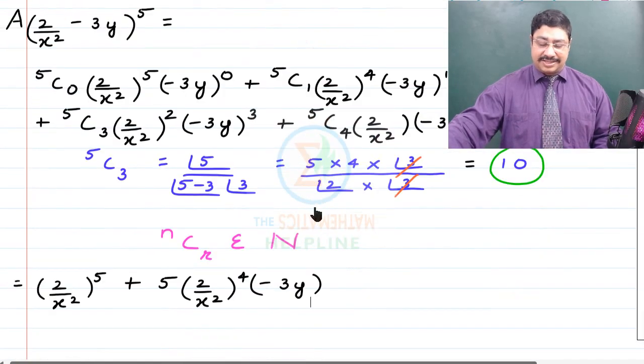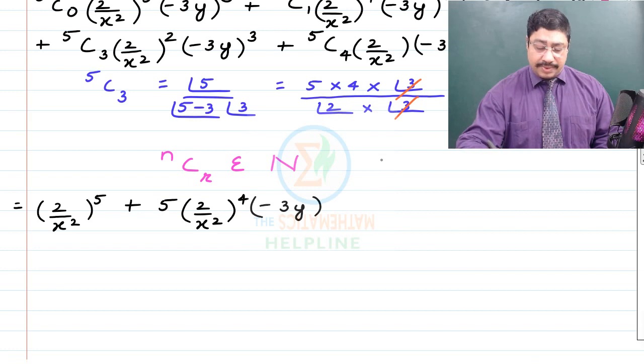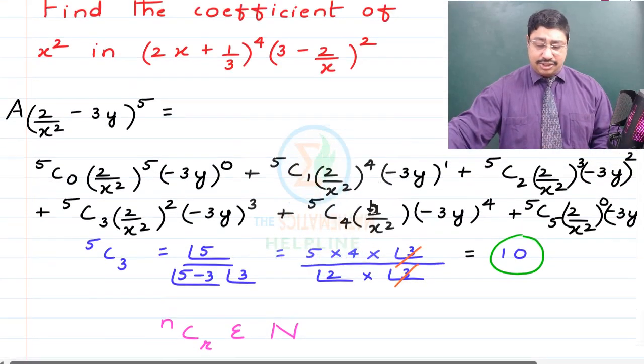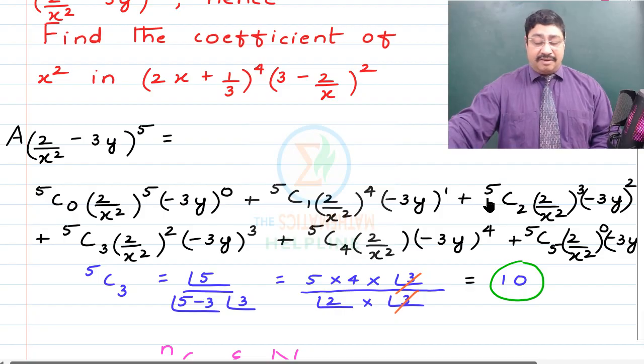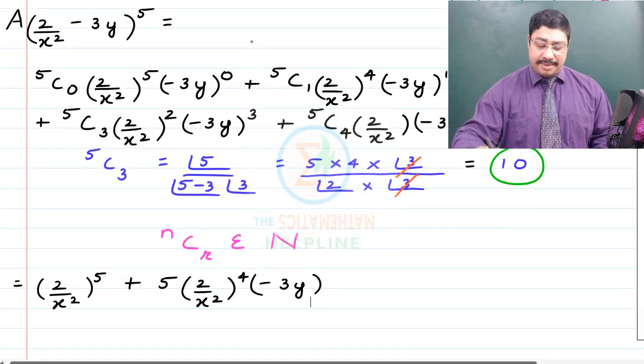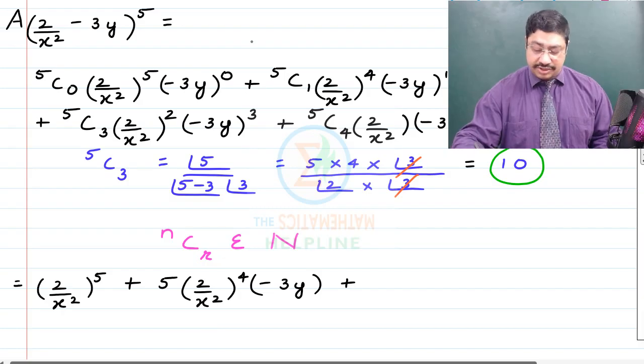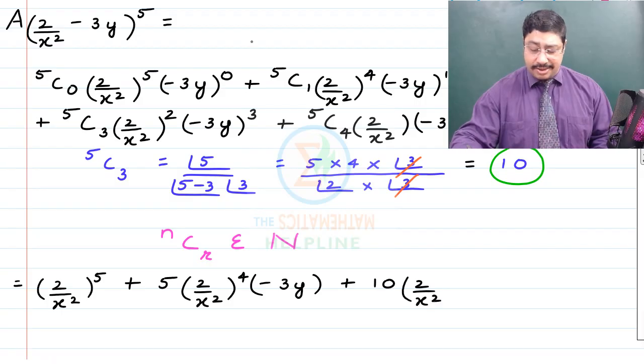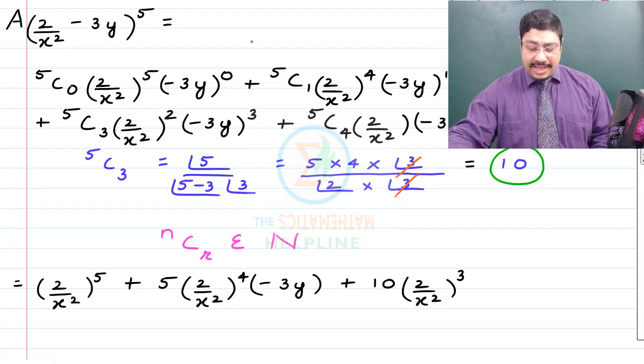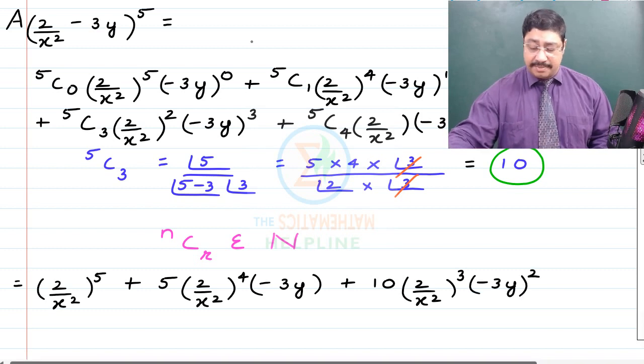Then we have the next term. So that then becomes equal to 5C2. Now this becomes 5 factorial divided by 5 minus 2 factorial, that is 3 factorial into factorial 2. So 5 into 4 is 20, and then divided by 2 will become equal to 10. So that then will become the next binomial coefficient. So you will now have 10 times of 2 upon x square, whose power is going to become equal to 3. And then further, you will have minus 3y whole raised to the power 2. As such, this will become a positive term.